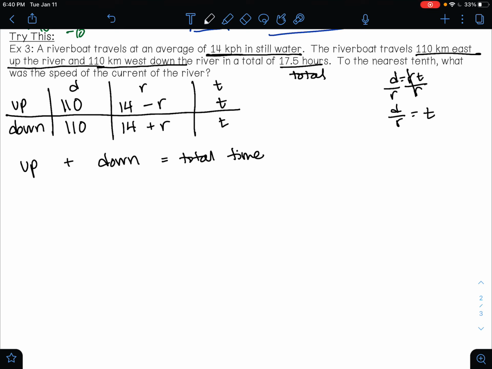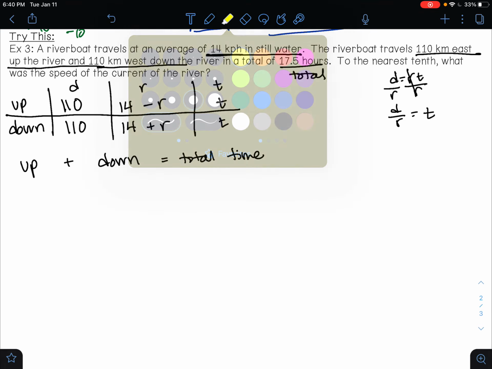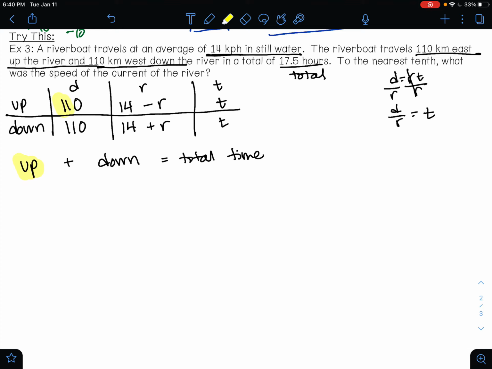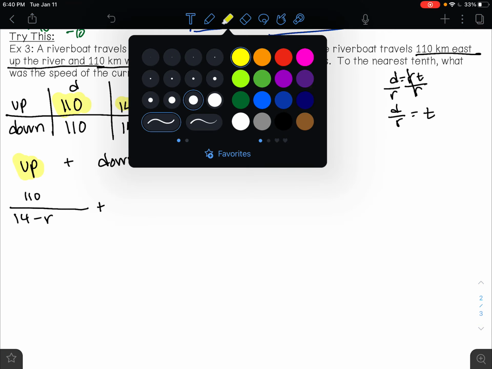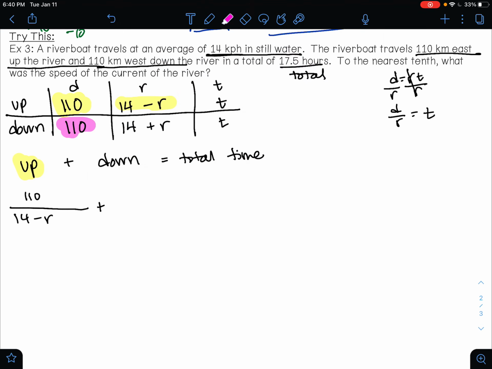So let's look at upstream. For upstream, our distance is 110 divided by our rate, which is 14 minus R, plus downstream is 110 over our downstream rate, which is 14 plus R. And that equals our total time of 17.5.